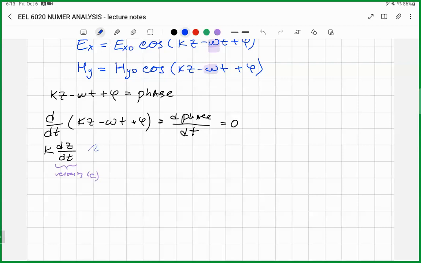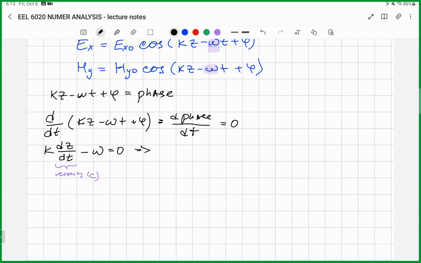Then the second term is minus omega. dt over dt is equal to 1. And the initial phase is also constant, so its time derivative is also equal to 0. So this one is equal to 0.